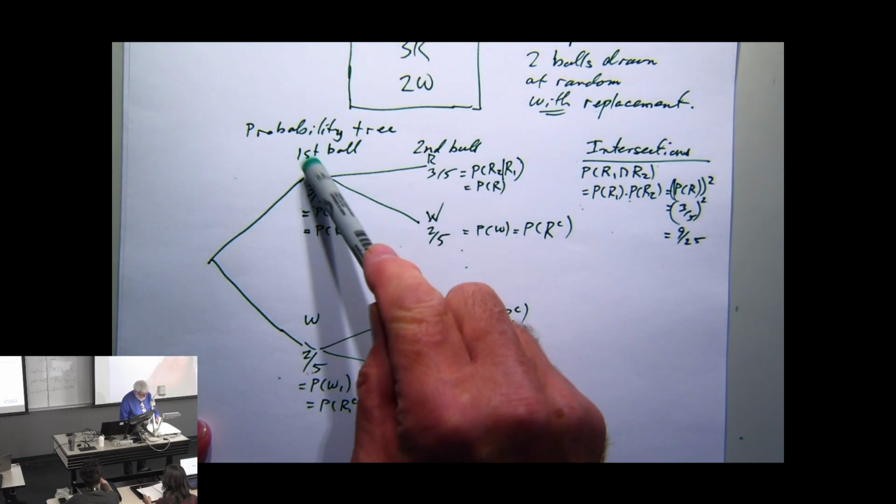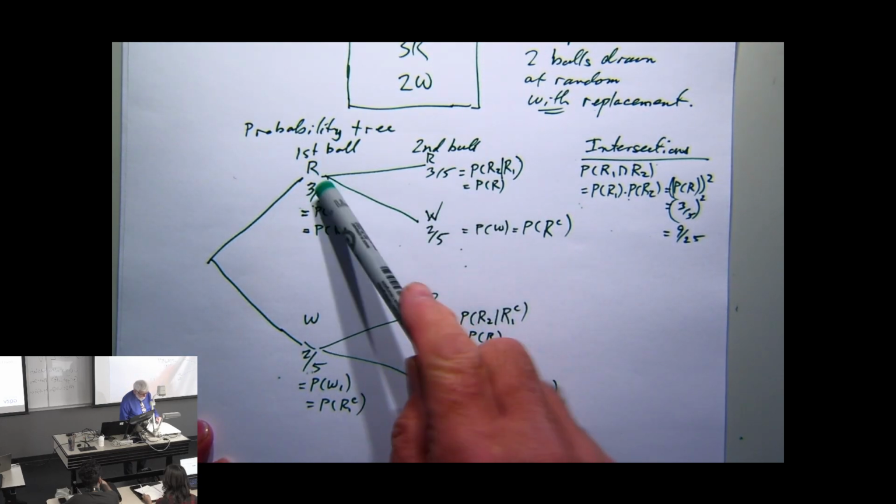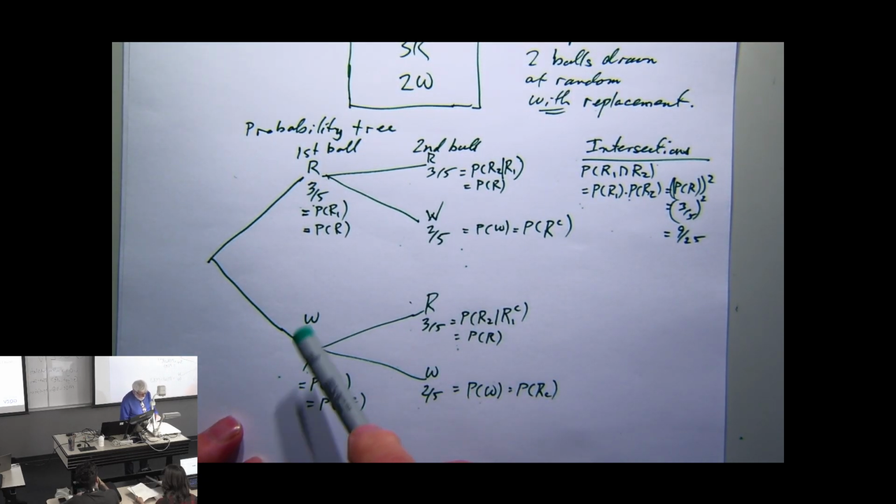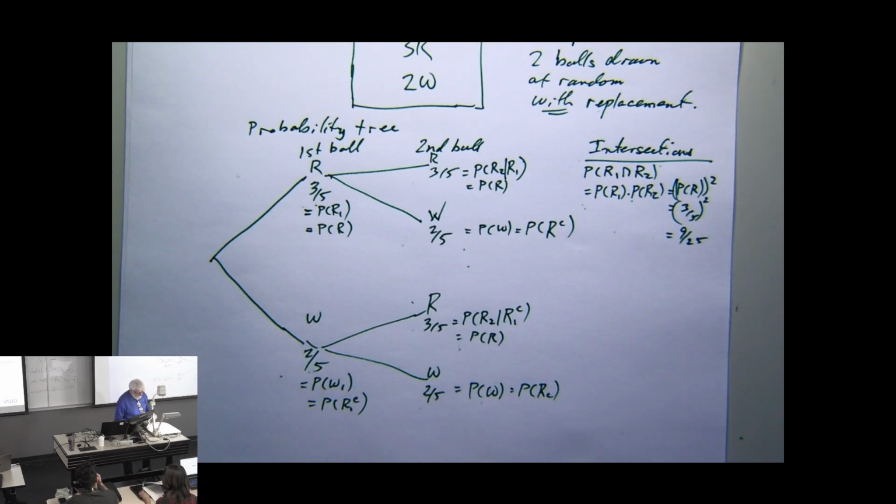You can either get the red and then the white: 3/5 times 2/5 is 6 out of 25. Or you could have got the white and then the red, which is 2/5 times 3/5, which is 6/25. 6 out of 25 plus 6 out of 25 is 12 out of 25, or 0.48.